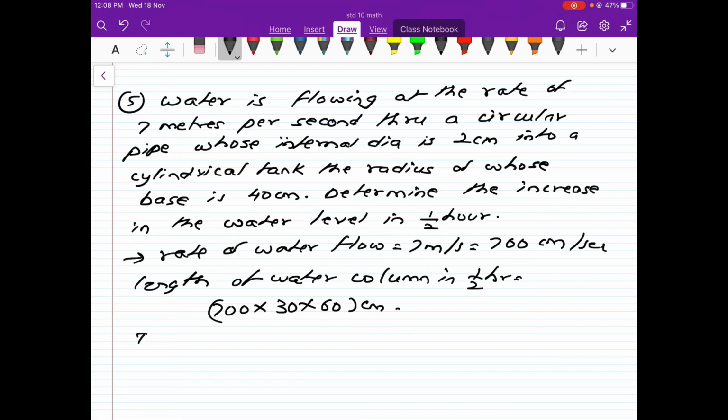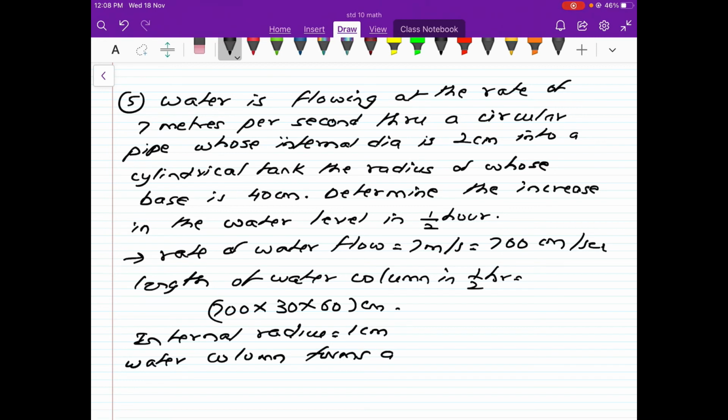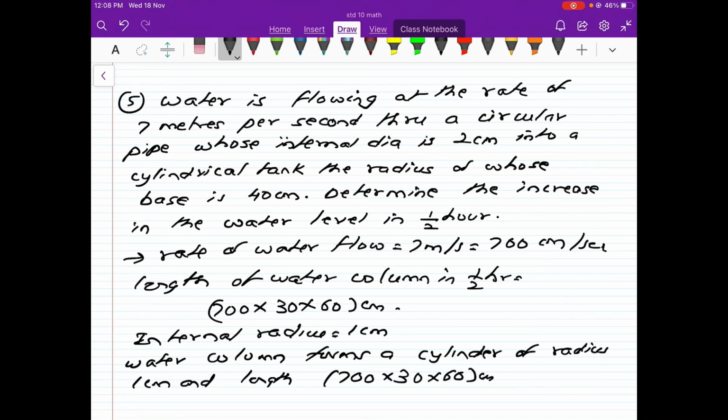Now the internal radius of the pipe is equal to 1 centimeter because the diameter is given to be 2 centimeters. So the water column will form a cylinder of radius 1 centimeter and length. What is that length? We have not calculated it, we have just written it is 700 into 30 into 60 centimeters.